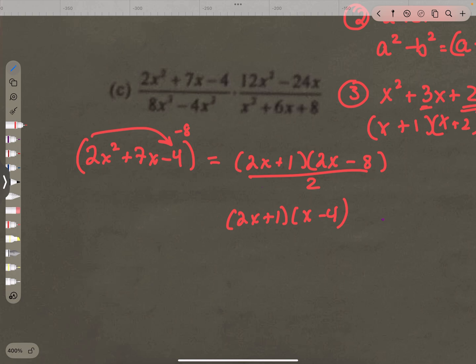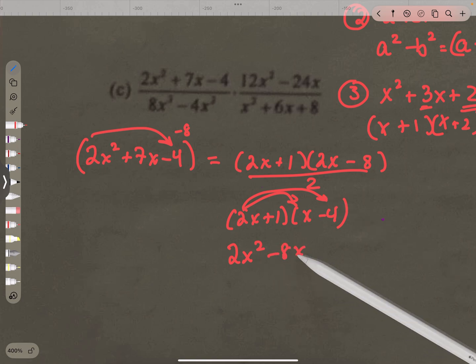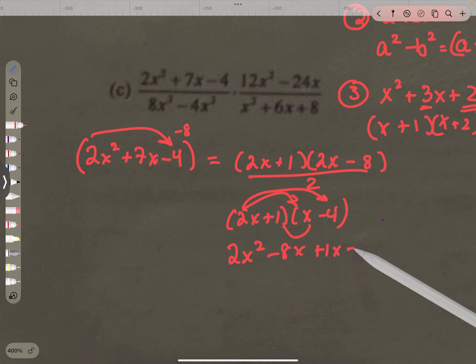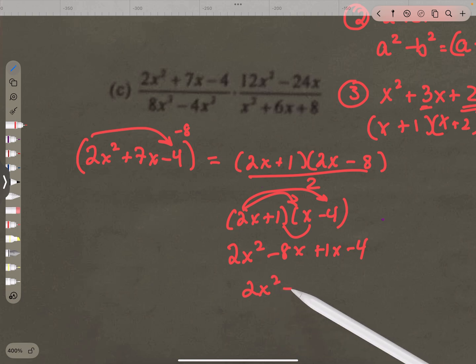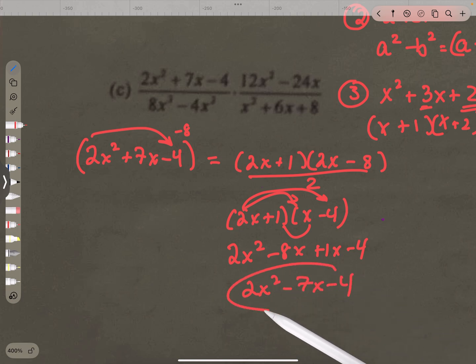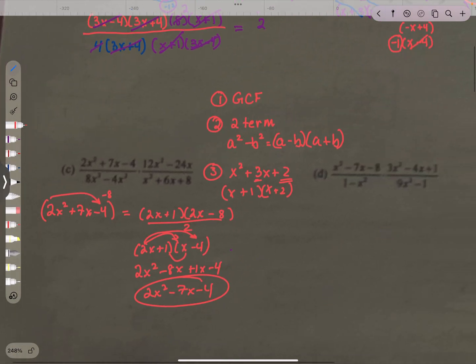It is giving me 7x in the middle. Sorry, I was right. 2x squared, this is minus 8x, this is plus 1x minus 4. Everything I told you was absolutely correct. Sorry, I'm sitting in my basement listening for sirens to go off because of our tornado warning.